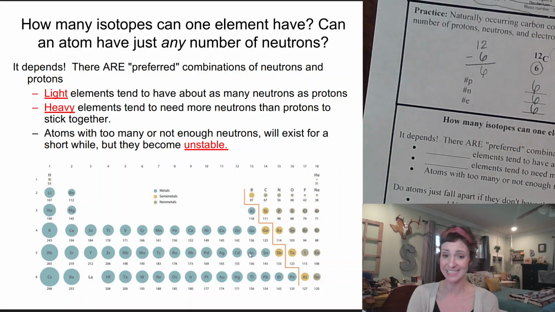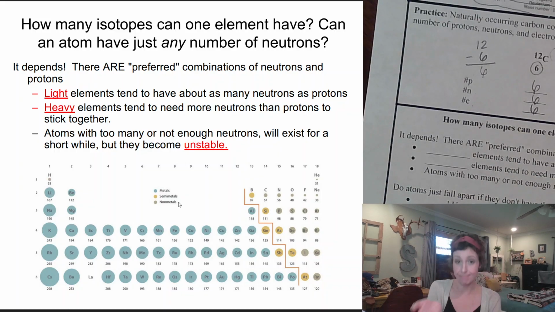That can be more easily displayed up in the light elements. So it says lighter elements, meaning the ones up at the top with the smaller atomic numbers, tend to have about as many neutrons as protons. You'll see that usually when you're working your problems with these smaller elements, the number of protons is close in some way to the number of neutrons.